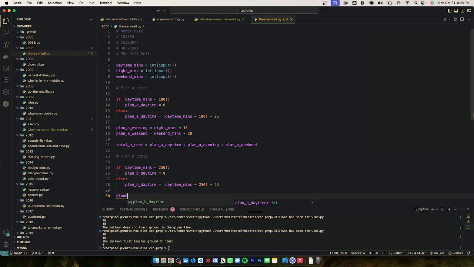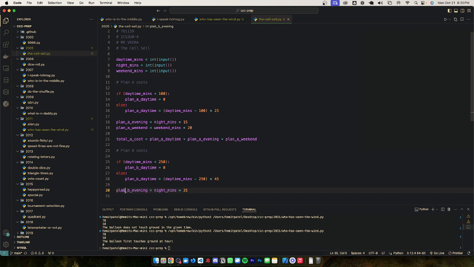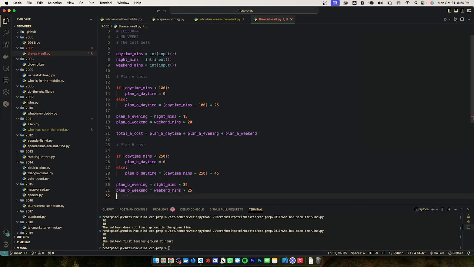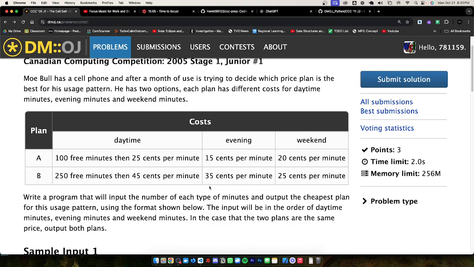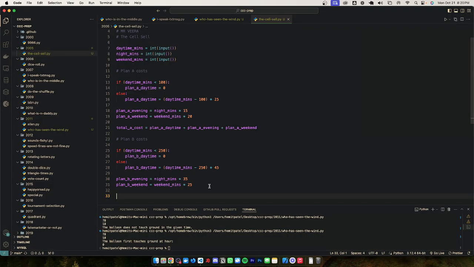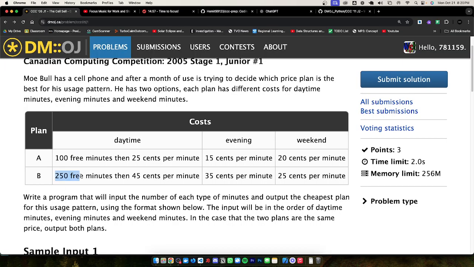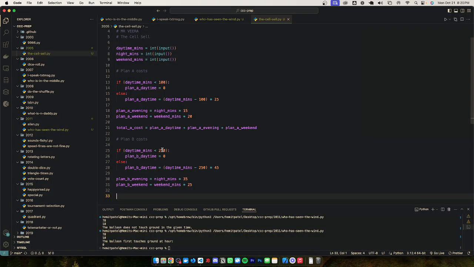Then that's for the daytime. Then plan B evening shall be night minutes times 35 cents. And then plan B underscore weekend shall be weekend minutes times the 25 cents that it costs. Right? Okay. So the rates are much more expensive in plan B, but you get many more free minutes in the daytime. So it just depends on how much usage you have in the daytime.